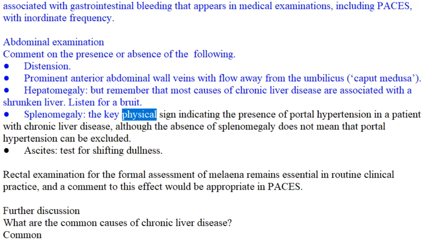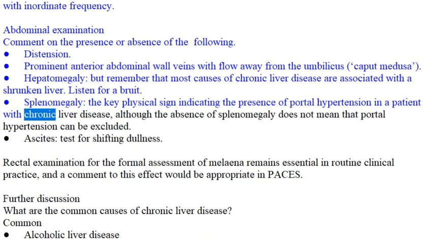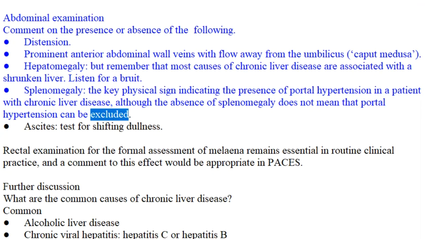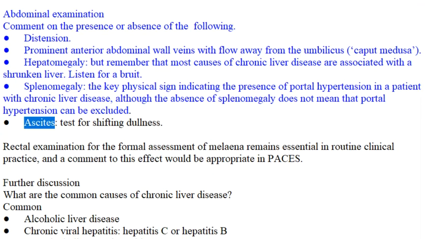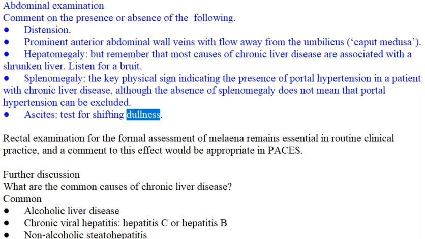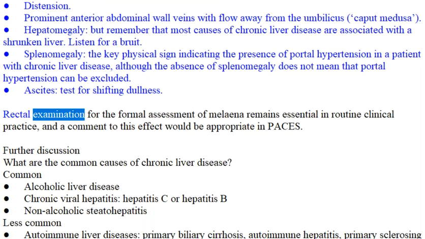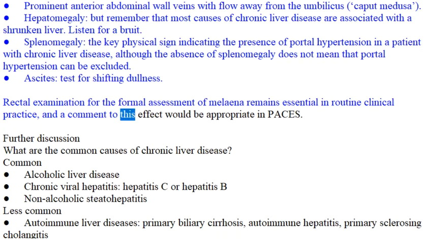Splenomegaly, the key physical sign indicating the presence of portal hypertension in a patient with chronic liver disease, although the absence of splenomegaly does not mean that portal hypertension can be excluded. Ascites: test for shifting dullness. Rectal examination for the formal assessment of melena remains essential in routine clinical practice, and a comment to this effect would be appropriate in PACEs.